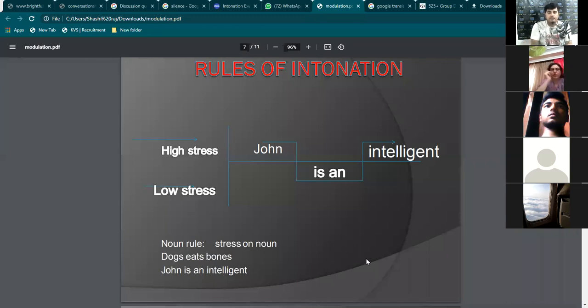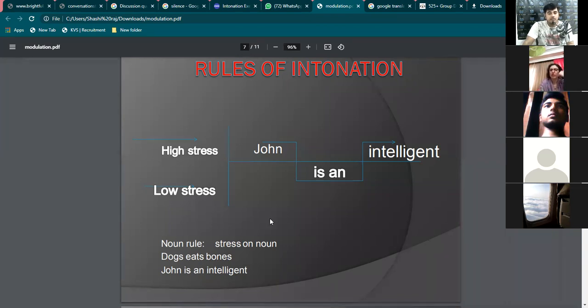So the first is the noun rule: stress on nouns. When you see a noun in any sentence, it's important to put stress on the noun. So, "Dogs eat bones." Dogs is a noun and bones is a noun. So you need to put stress on dogs and bones, right? You don't have to put stress on eats. Okay, "John is intelligent." John is a noun, intelligent is an adjective. Here we are putting stress on John and intelligent, because we want to convey our message. We are talking about John and we are talking about intelligent.